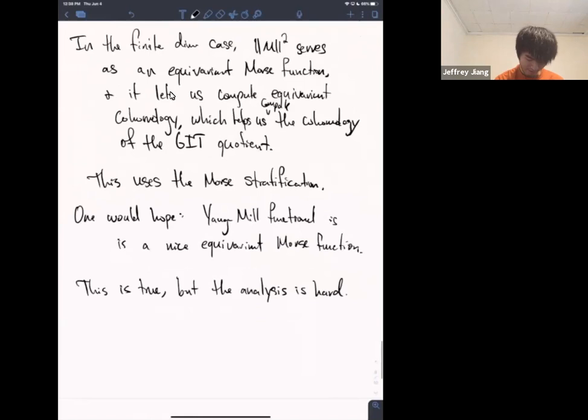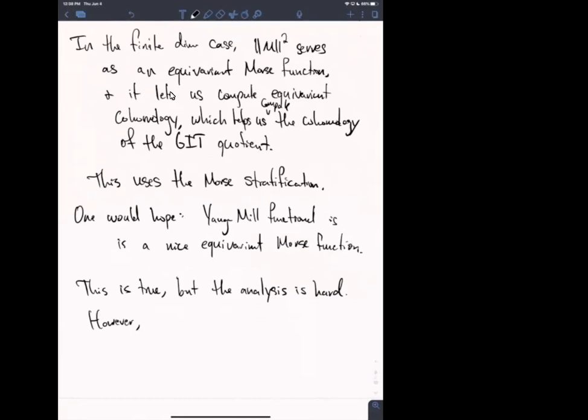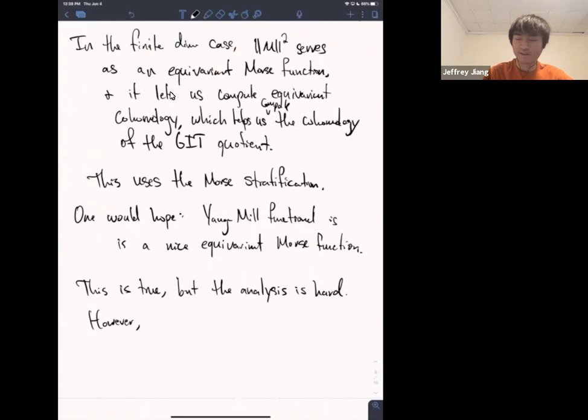Can I ask a quick question? Yeah. So when you say it's a nice Morse function, you are talking of a function on an infinite dimensional space, right? So would you want something like to allow the critical points to be submanifolds, or are they still points? So you mean like Morse-Bott? Yeah, probably. Or the analog of Morse-Bott.